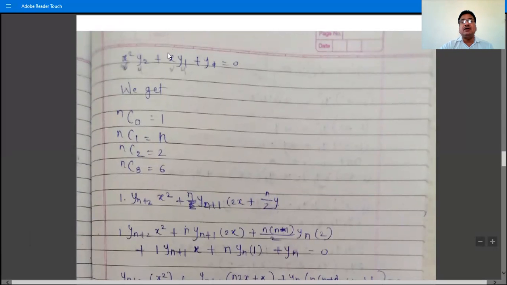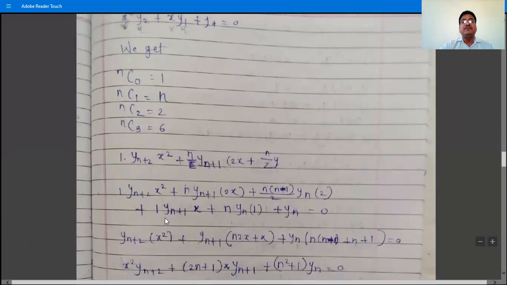Now we have to find the nth order derivative of x y1. Again, y1 is u, x is v. And now the first term is what? 1, nC0, that is 1, and un means derivative of y1 of nth order is yn plus 1, into v as it is x, plus the next term is nC1, value is n, then un minus 1 means the derivative of y1 of n minus 1 order. So 1 plus n minus 1 is yn, this term yn. Then v1 means derivative of x with respect to x is 1.